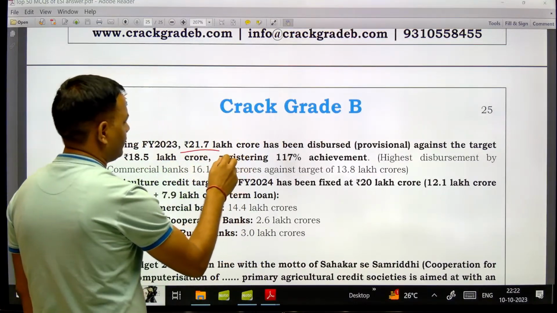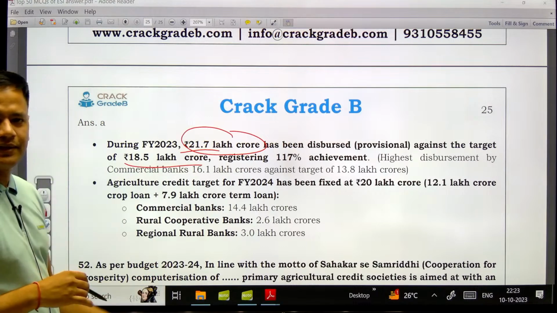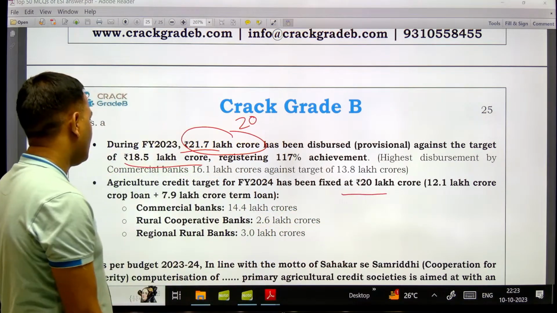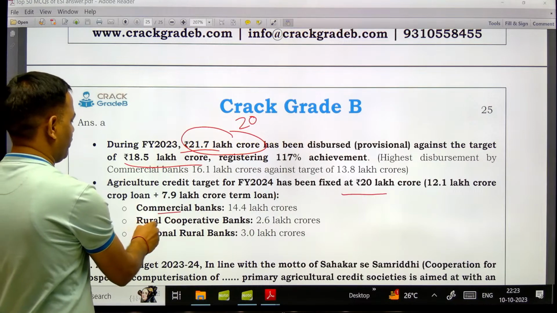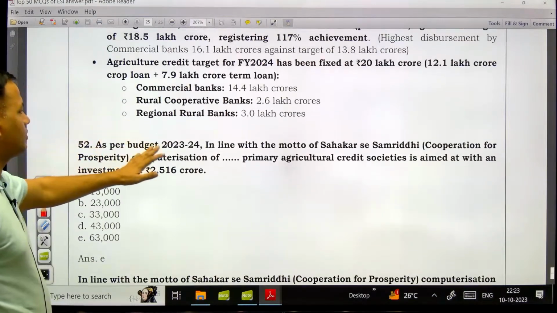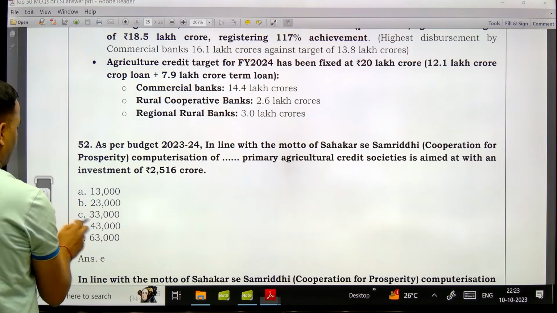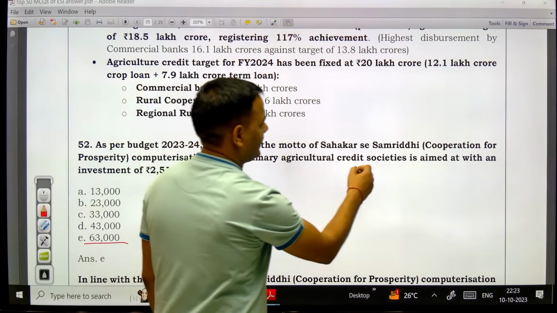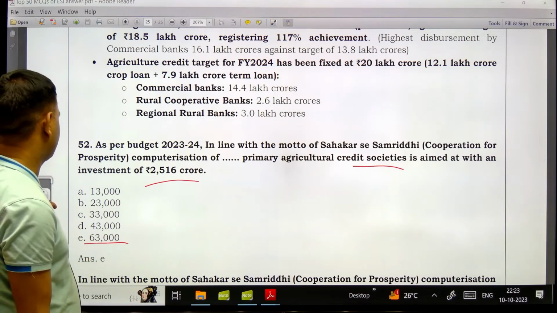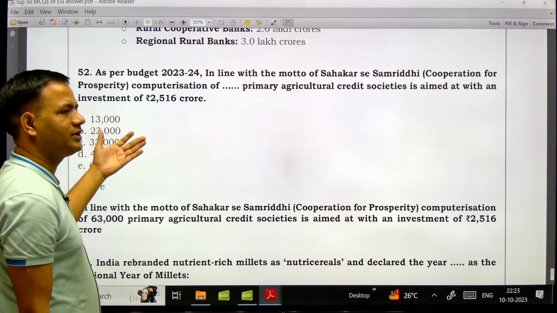During 22-23, 1.7 lakh crore was disbursed. 18.5 lakh crore was the target in the last budget. This year it is 20 lakh crore. Highest disbursement by the commercial bank, then rural cooperative banks, then RRBs. As per 23-24, in line with the motto of Sahkar Se Samriddhi, cooperation with prosperity, computerization of 63,000 primary agriculture credit societies is aimed at with the investment of 2,516 crores. This is again from the budget, that very important question.